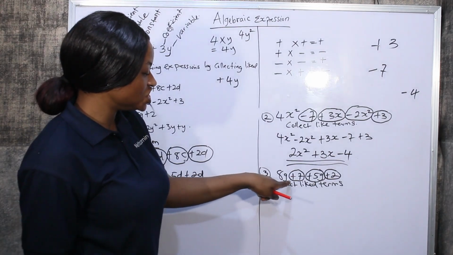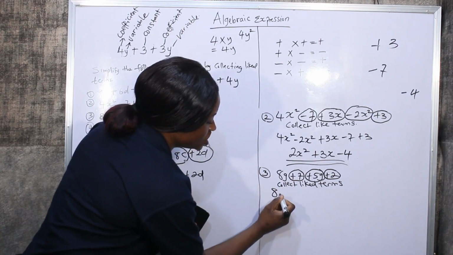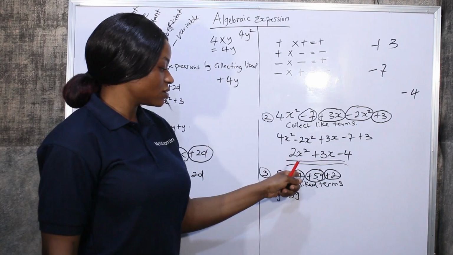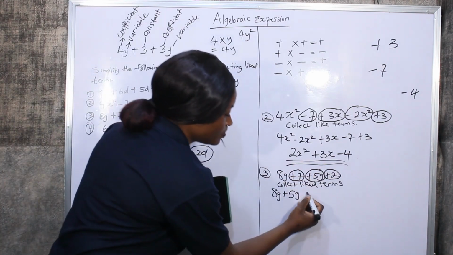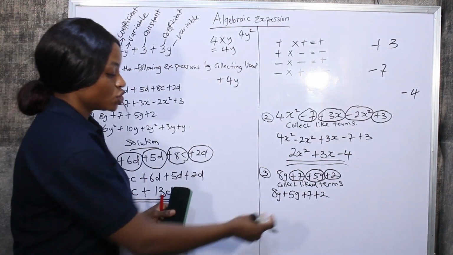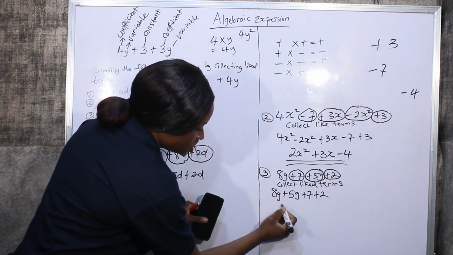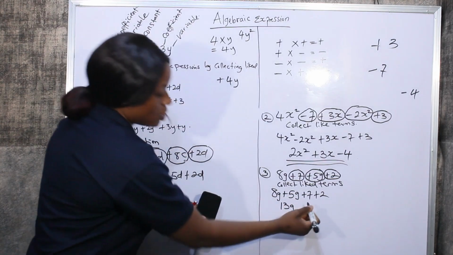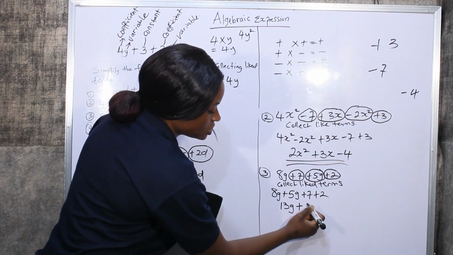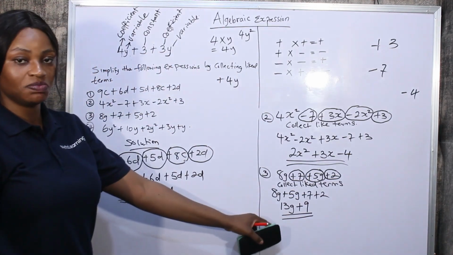You can see 8g and plus 5g, they are like terms. So you combine them. You have your 8g plus 5g. Then you go back. This is a constant and this is a constant. So you say plus 7 plus 2. So you work with the like terms. 8g plus 5g will give you what? 13g. Plus 7 plus 2 is what? 9. So this is our answer, 13g plus 9.